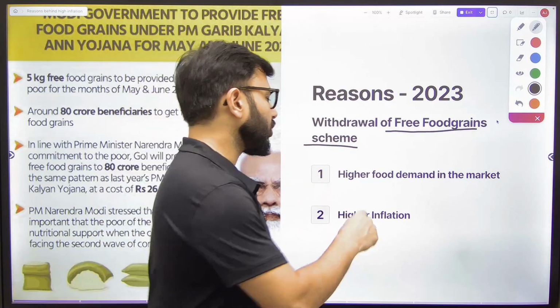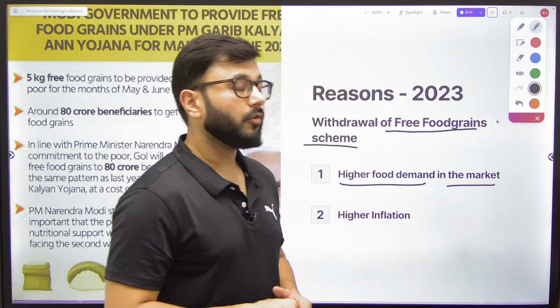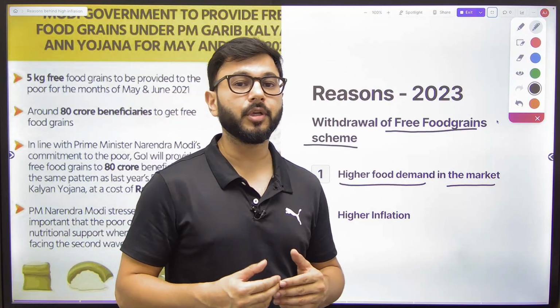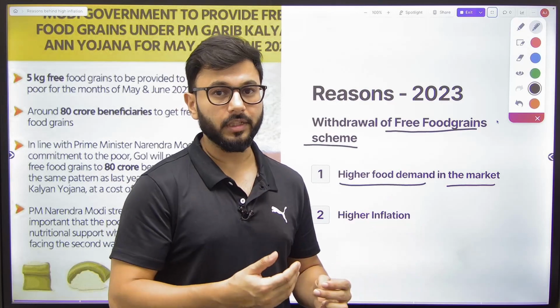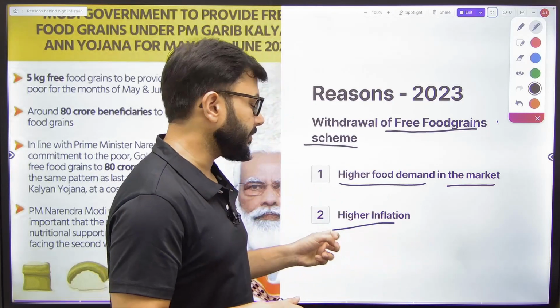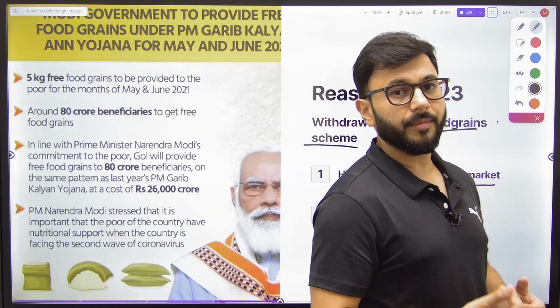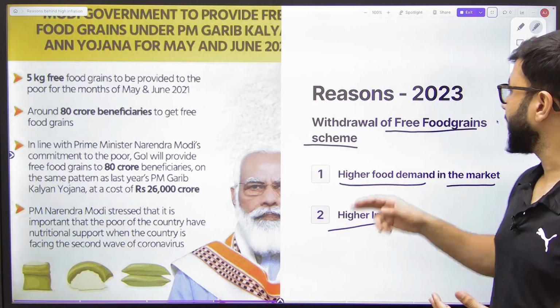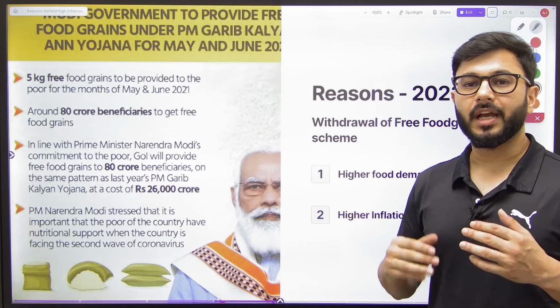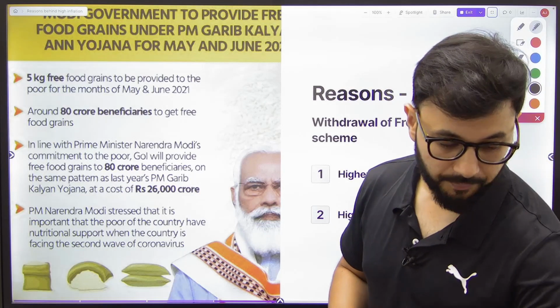When this was withdrawn, automatically this means higher food demand in the market, because all these people who were consuming free food grains now had to go to the market and buy all that. Higher demand automatically means higher inflation in the economy. This also, I believe personally, is temporary in nature, and it is going to subside soon as well.